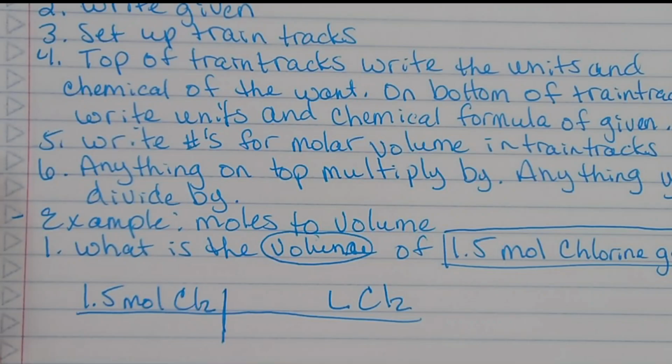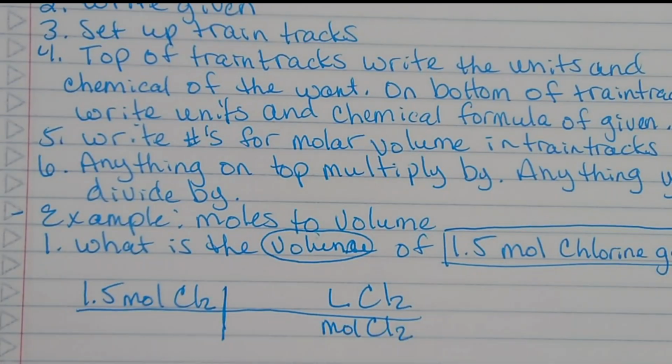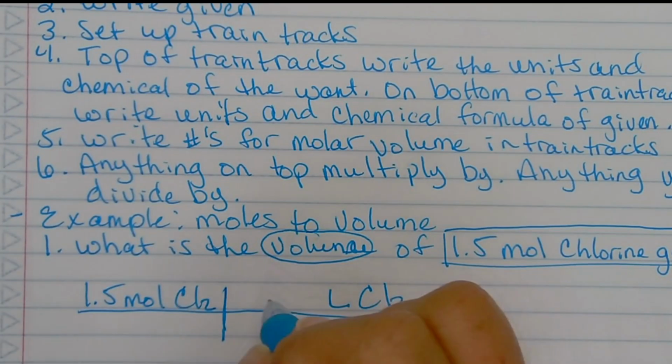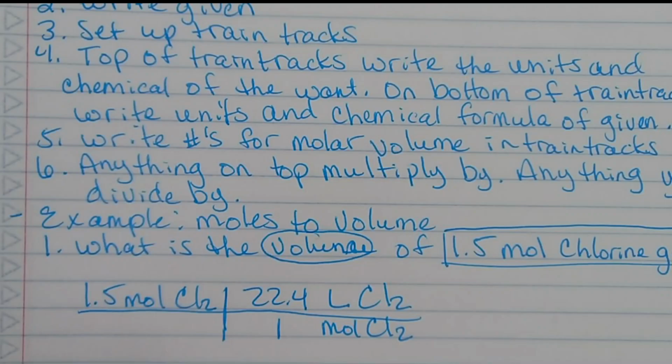So I'm going to go ahead and add my units, moles of chlorine gas. That's my formula, Cl2. Now I will add in my numbers from my molar volume. And remember, 1 mole equals 22.4 liters. Never changes. So 1 mole, 22.4. These numbers are both on top.